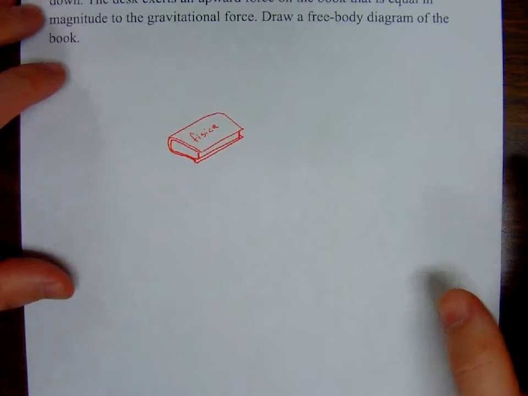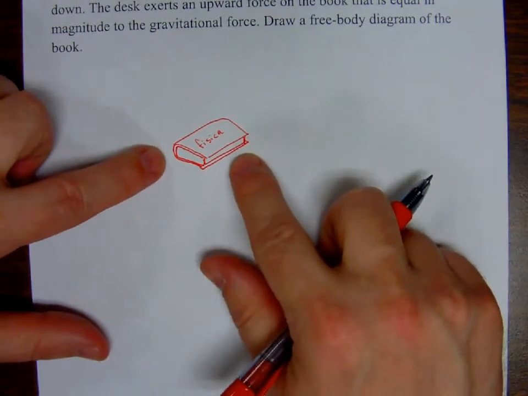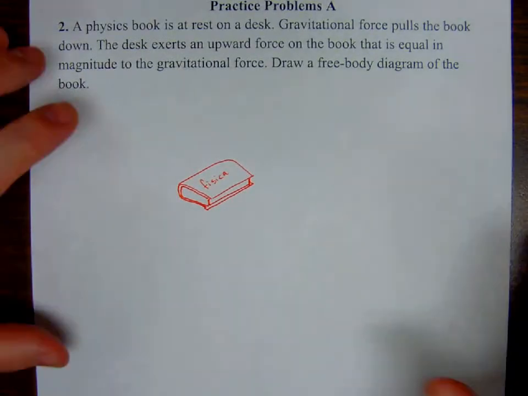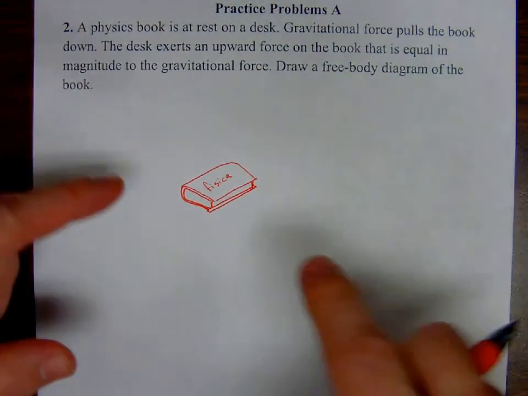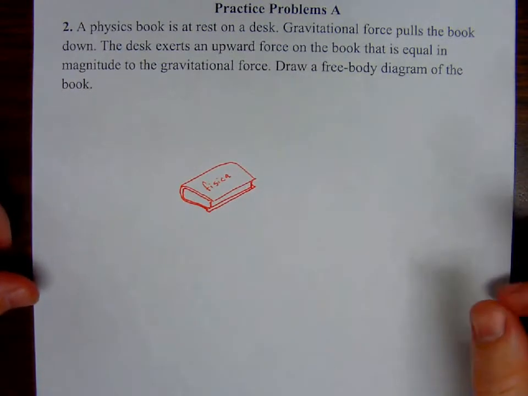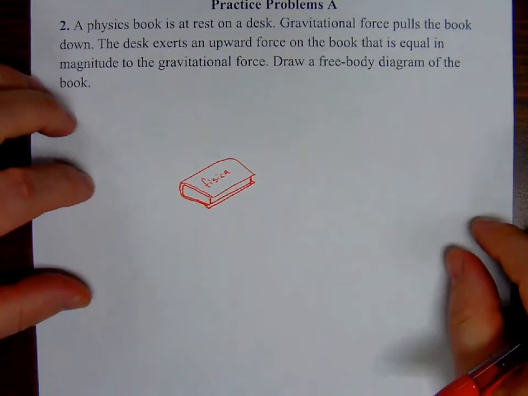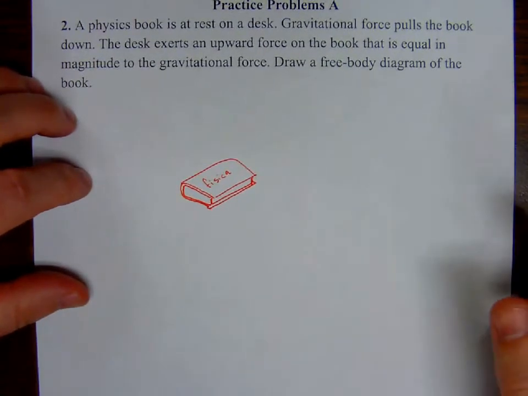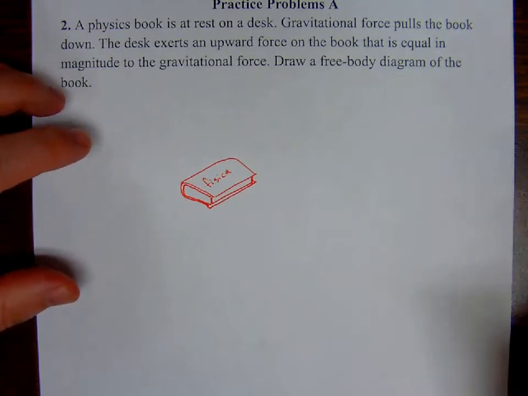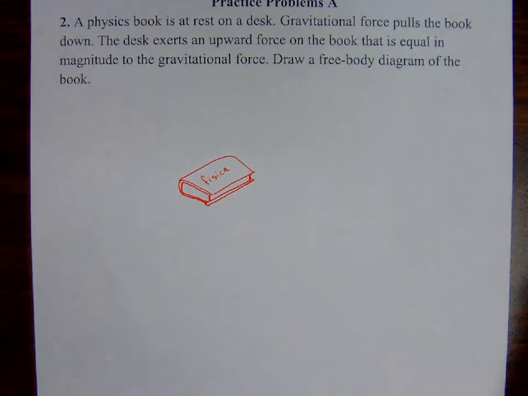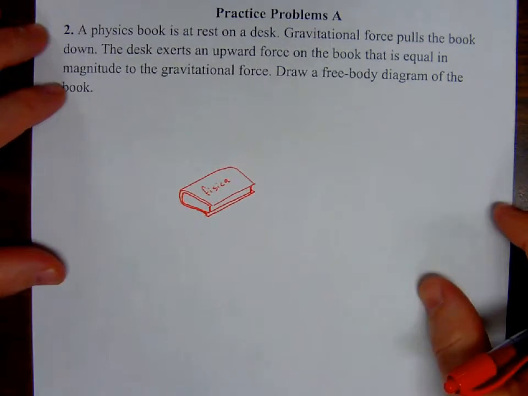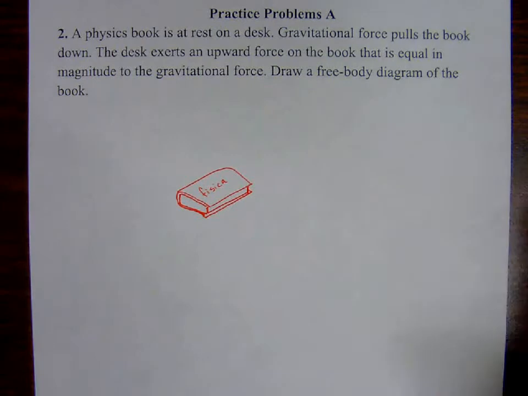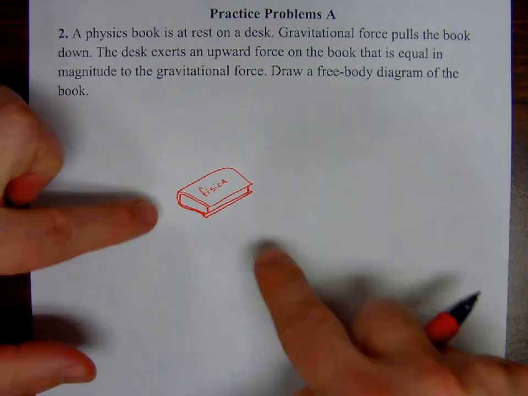So here is our physics book. It's on a desk, but we're not going to draw that because we're drawing a free body diagram here. We're only going to represent the object, and then we're going to represent the forces that are acting on the object or by the object using vector arrows. So it's not like we're going to draw the desk. That's how you differentiate between a force diagram and a free body diagram. Free body, body in free space. We're just talking about the one body, that's it.